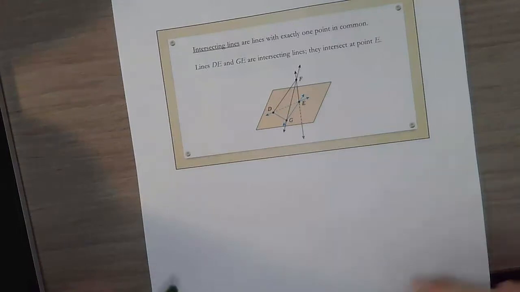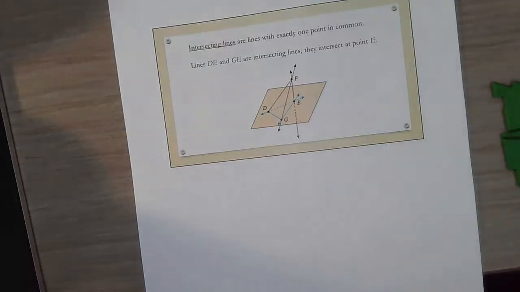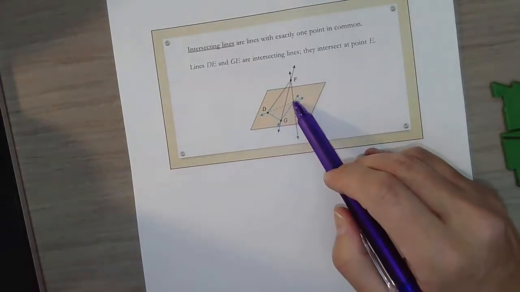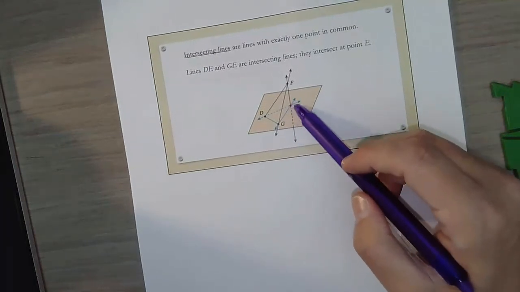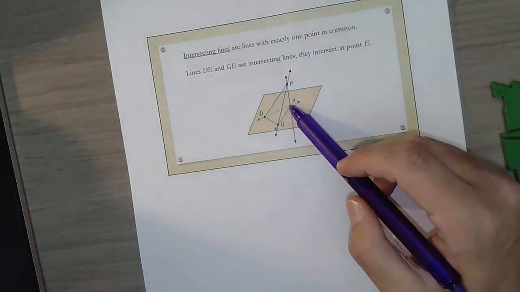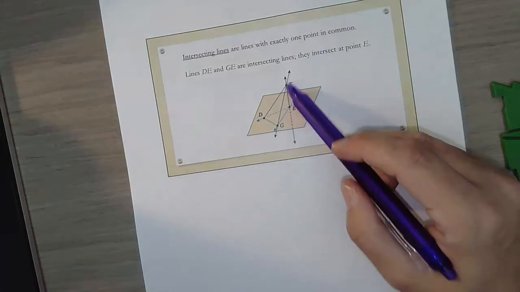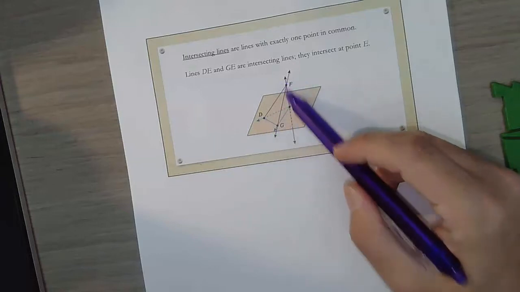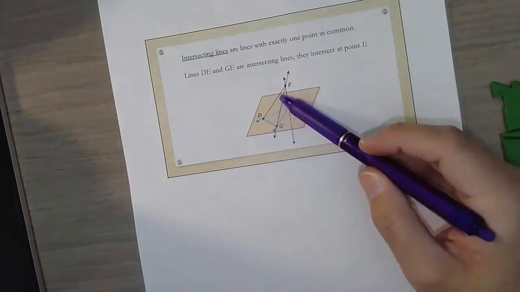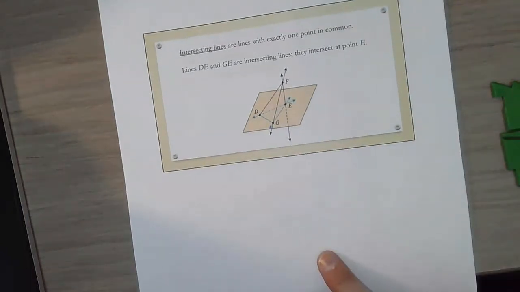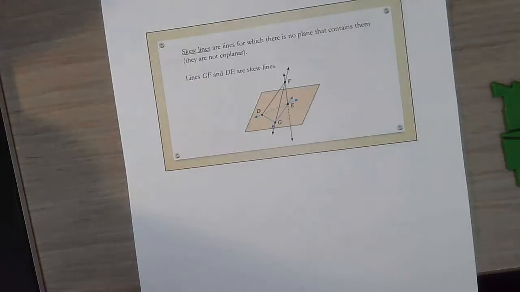Intersecting lines are lines with exactly one point in common, and they intersect at the point. So DE and GE are intersecting lines, and they intersect at point E, the point at which they intersect. Okay? So, like, these lines are all intersecting at point F. All of these lines are intersecting at point G. So a place of intersection is actually at that point that we talk about.